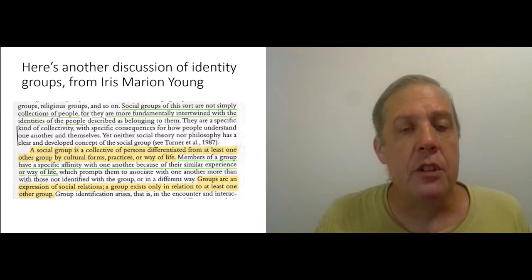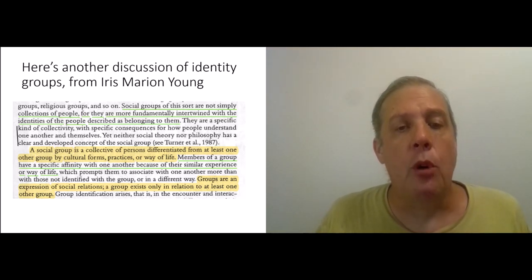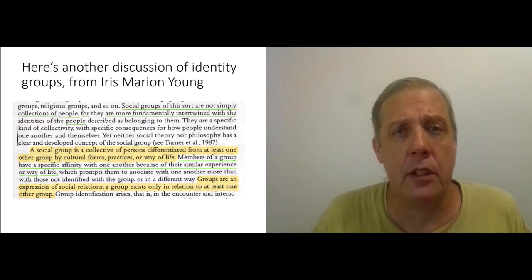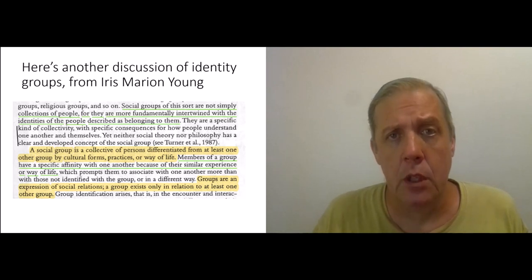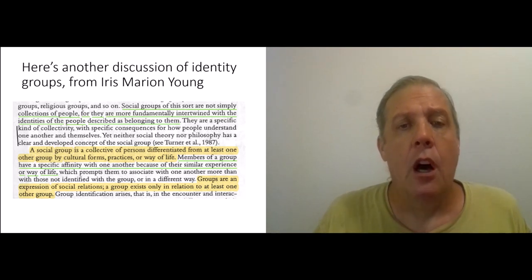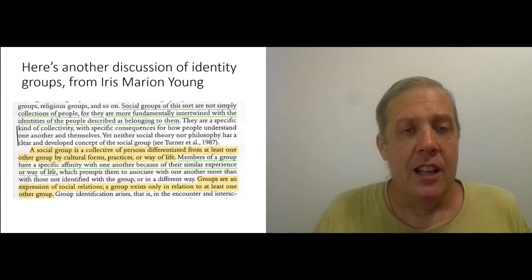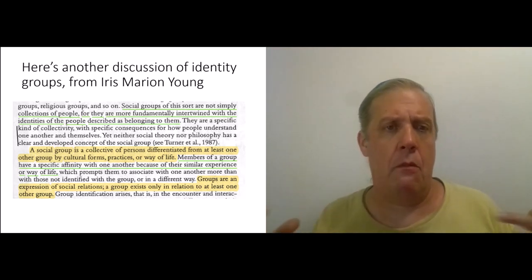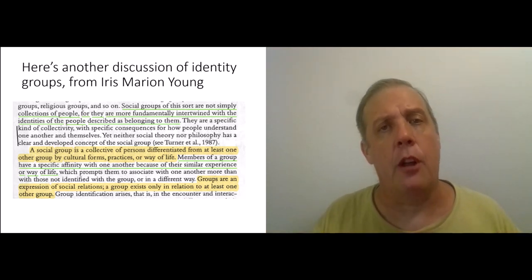Groups are an expression of social relations. A group only exists in relation to at least one other kind of group. So here we get some more aspects of it. The social groups that we typically think about are not just products of a process of identification by yourself and others. They have cultural forms associated with them, and they are phrased in opposition to other groups.